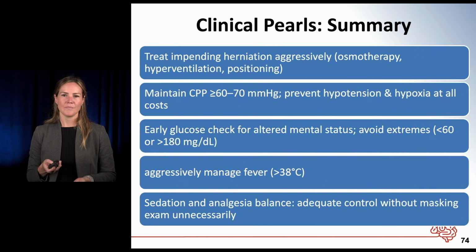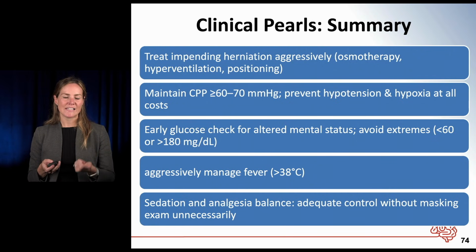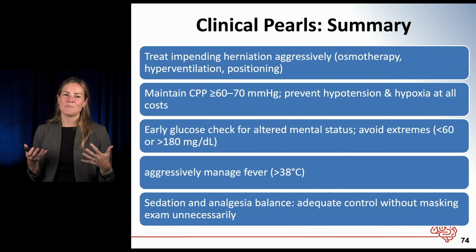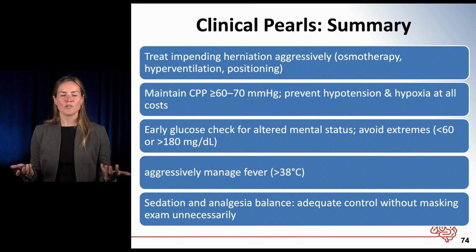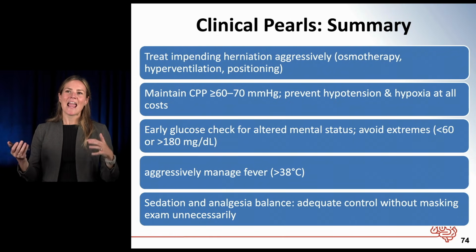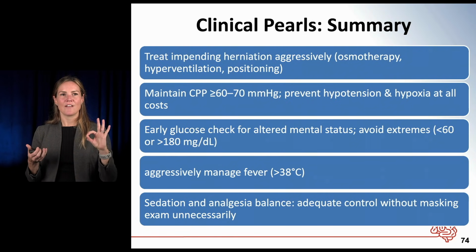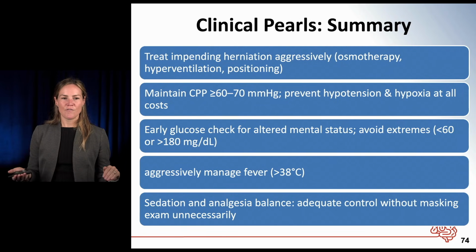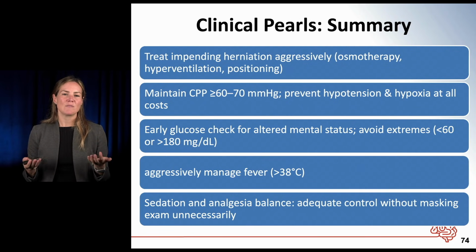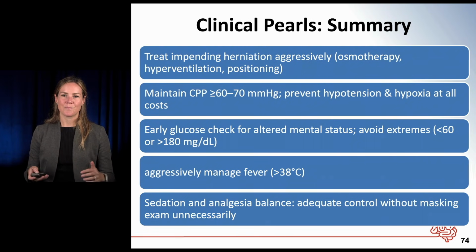So treat impending herniation very aggressively using osmolar therapy, hyperventilation, and your positioning. You really want to maintain a CPP greater than 60, but certainly greater than that danger zone of 50. And you're going to do that by preventing hypotension and ensuring that the ICP stays low. Really critical to give the brain a resting environment by having the patient have normal glucose targets, no fever, and sedation and anesthesia have to be balanced. We want adequate pain control without masking the exam unless it's necessary to make sure that the ICP stays low.